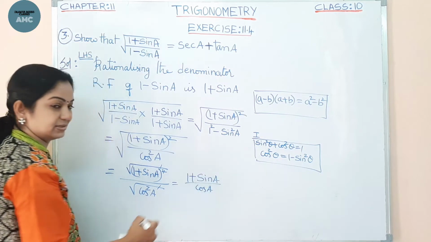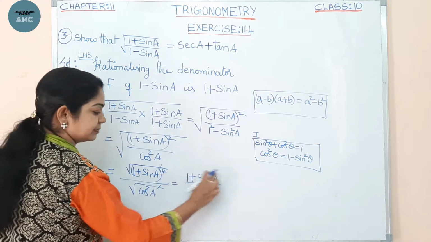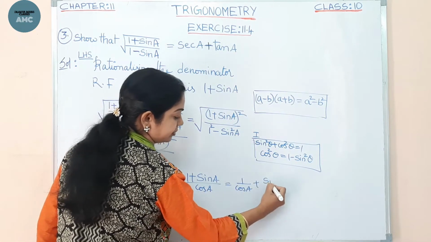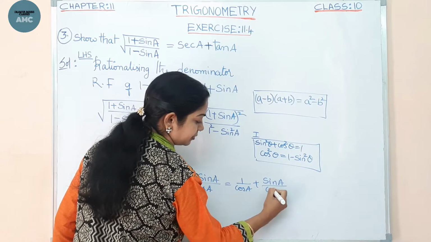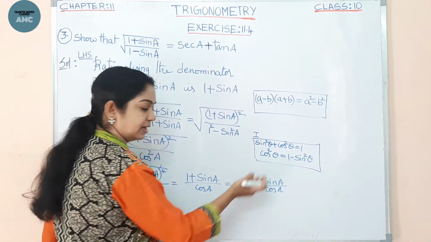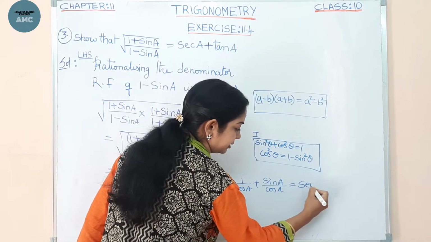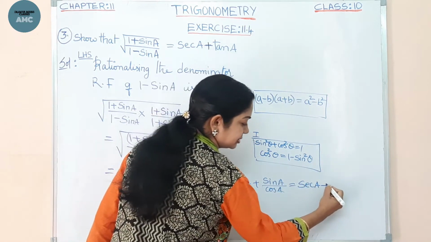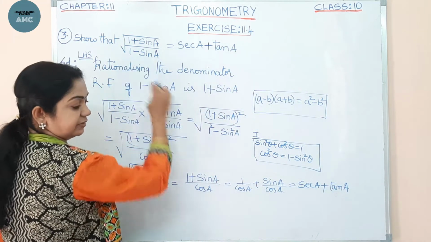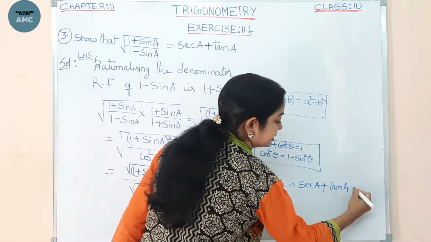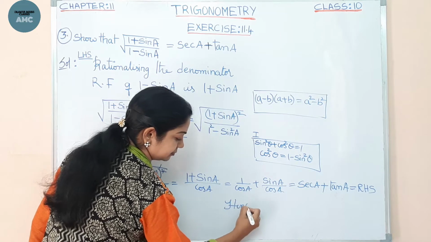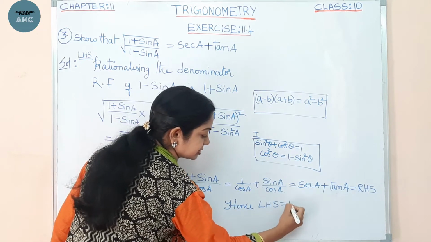Now, this is LCM, done LCM. Now, you can split the terms also here: 1 by cos A plus sine A by cos A. 1 by cos A, that is the multiplicative inverse of cos A, is nothing but secant A. Now, sine A by cos A, the ratio is nothing but tan A. So, we have started with the LHS, we have got secant A plus tan A. This clearly is our RHS, hence LHS is equal to RHS.